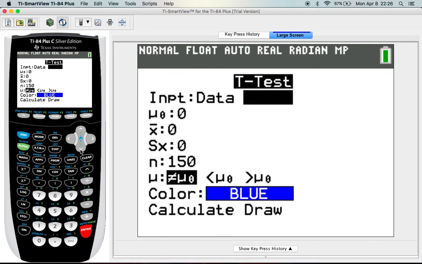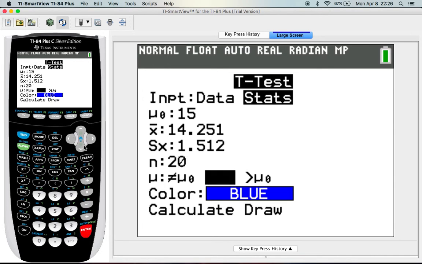So this one we were looking at the mean age onset of anorexia. So we said the mean was equal to 15. Our sample mean was 14.251. Our standard deviation was 1.512. Our sample size was 20, and this was a left-tailed test. So I enter all of that information in, and then I hit calculate.